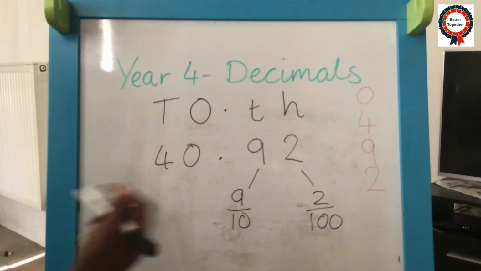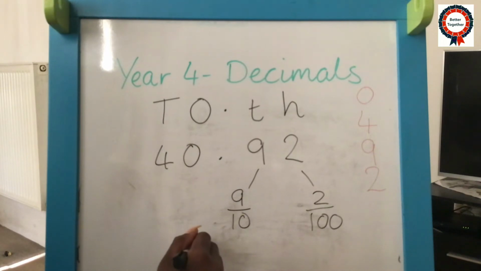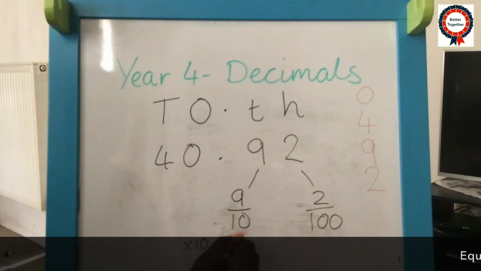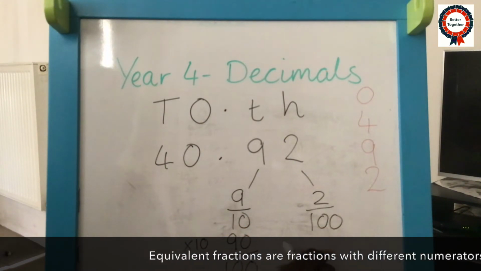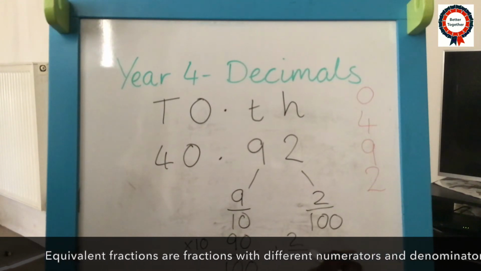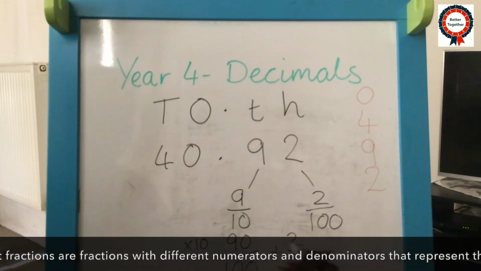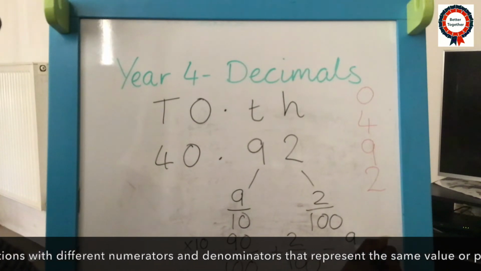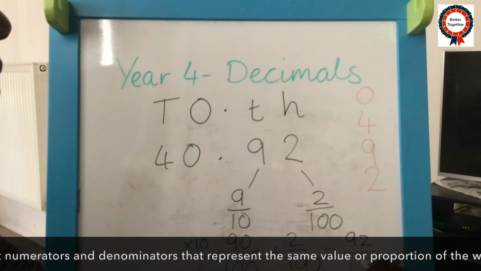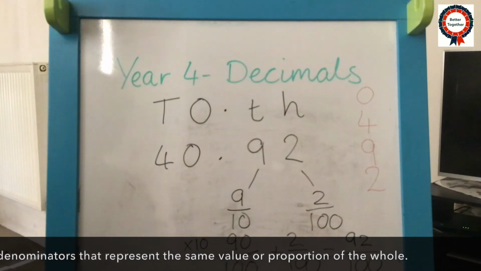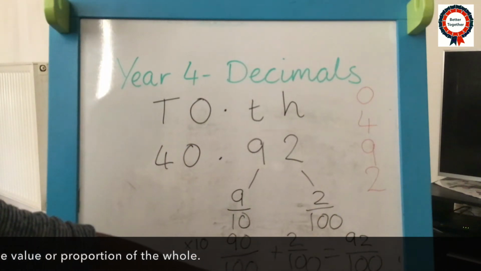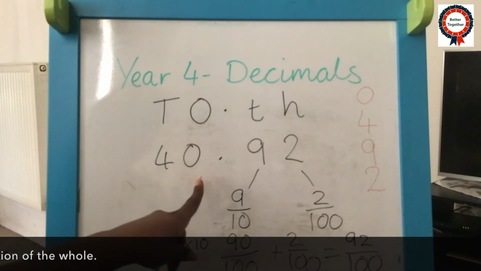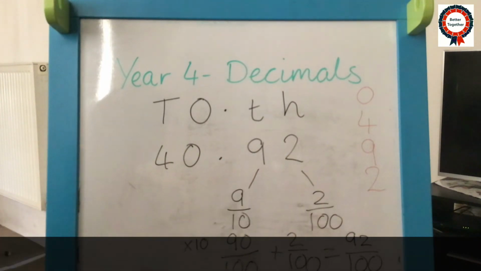That's right, I need to find an equivalent fraction by multiplying the numerator and the denominator by 10, which would give me 90 hundredths plus the 2 hundredths that I had. 90 hundredths and 2 hundredths would be 92 hundredths. So to go back to saying the number, we have 40 and 92 hundredths. 40 and 92 hundredths.